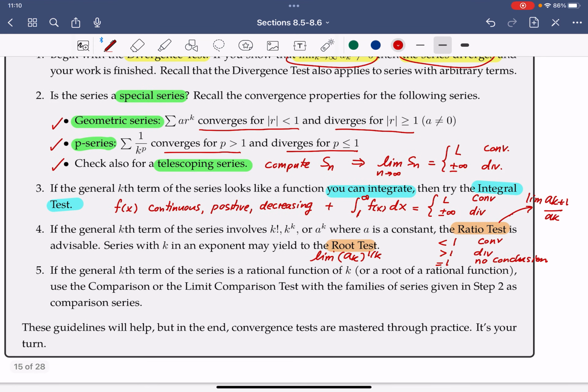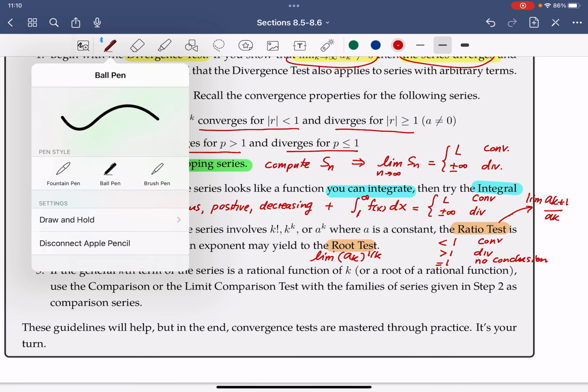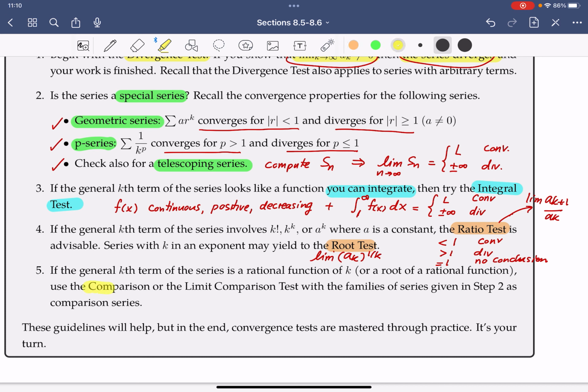All right, and the last ones are the limit comparison test and the comparison test. For the limit comparison test, it's the limit of a_k over b_k. You hope for something equal to L, bigger than zero. If you have a number bigger than zero, then the summations of a_k and b_k have the same conclusion. For the comparison test, you need to find something to compare and then make a conclusion. So this is the big guideline for checking the series.